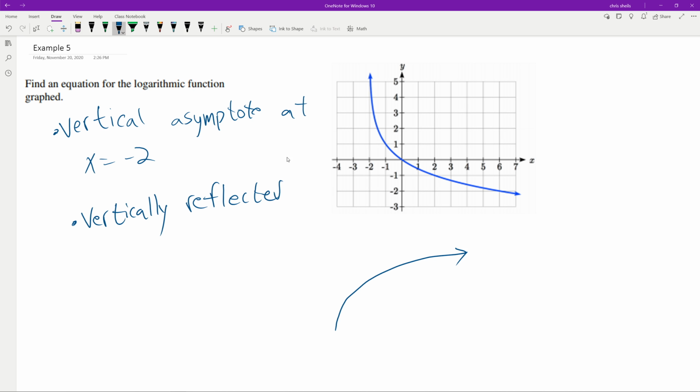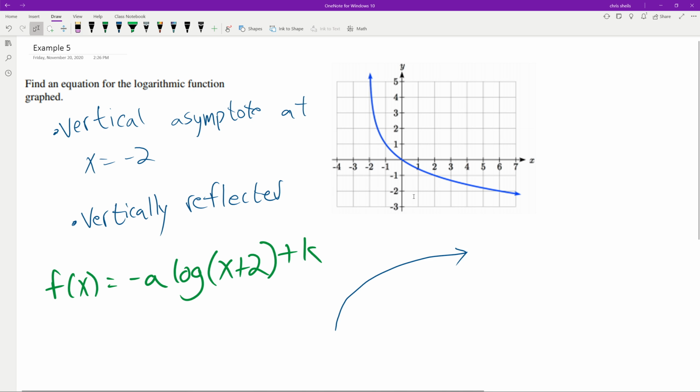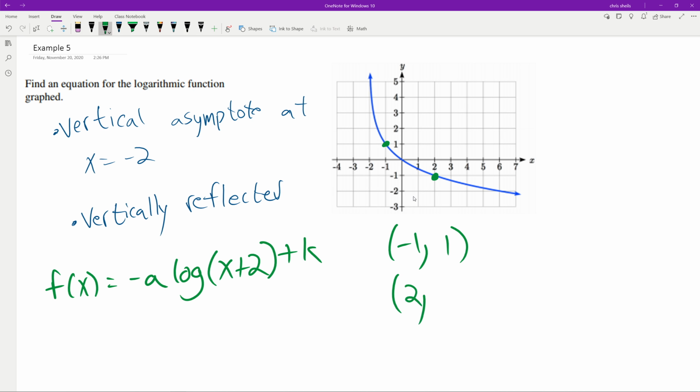So this means that so far, I know that the form of this equation looks like f of x equals -a times log of x plus 2 plus k. And I believe I have some points on this graph. I have the points, let's see, -1, 1, and the point 2, -1. So I have the points -1, 1, and 2, -1.